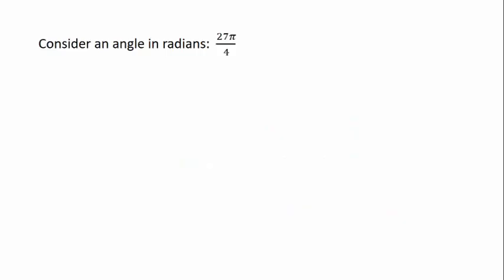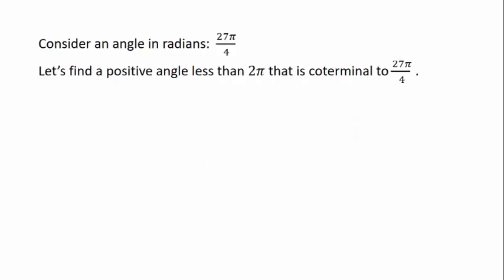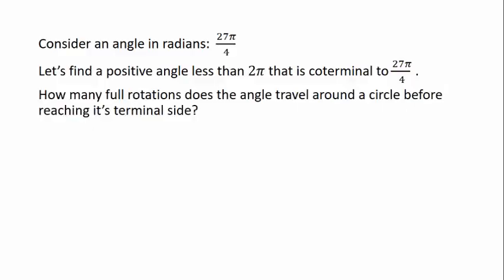Now let's consider an angle in radians, 27 pi over 4. Let's find a positive angle less than 2 pi that is coterminal to 27 pi over 4. So the question is, how many full rotations does the angle travel around the circle before then reaching its terminal side?